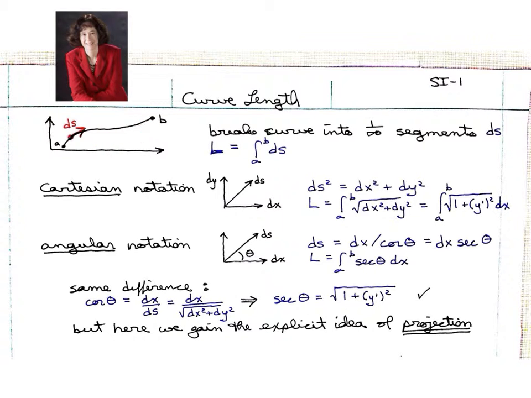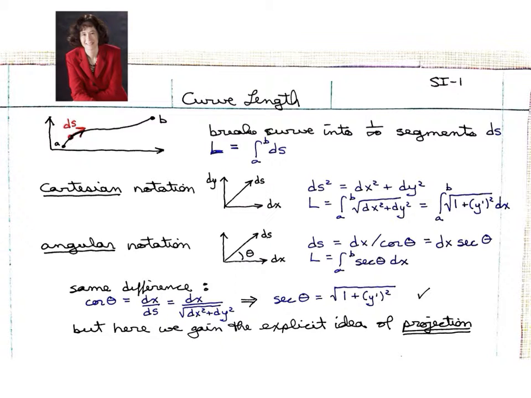to B. And we start by breaking the curve into infinitesimal segments ds, as indicated here on the sketch. We find the length literally by adding up all of those segments from A to B. There are two ways to think about this.